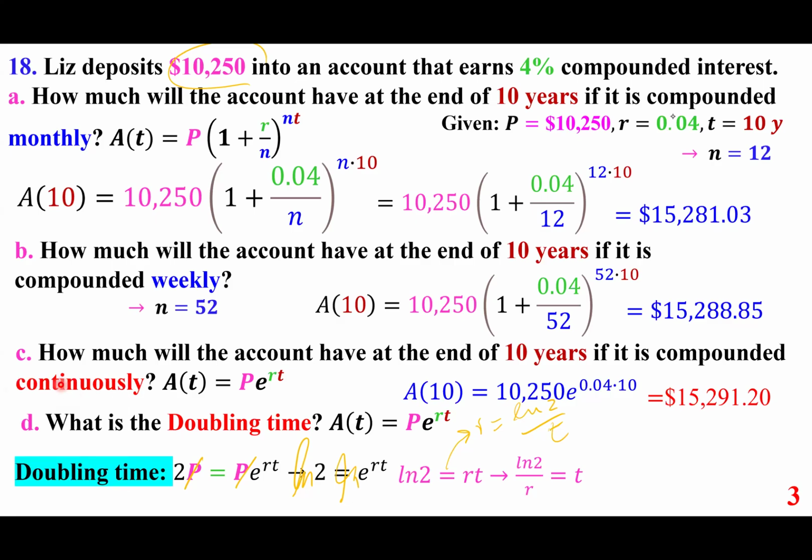ln2 divided by 0.04, putting it into a calculator, gives us a little bit more than 17. It takes more than 17 years, 17.328. I put a lot of decimals. You should always put a lot of decimals unless asked otherwise, okay? And so that's the idea.